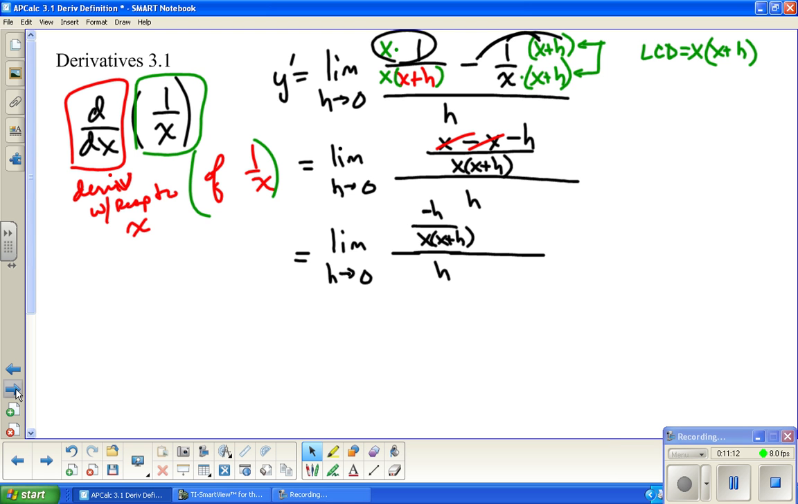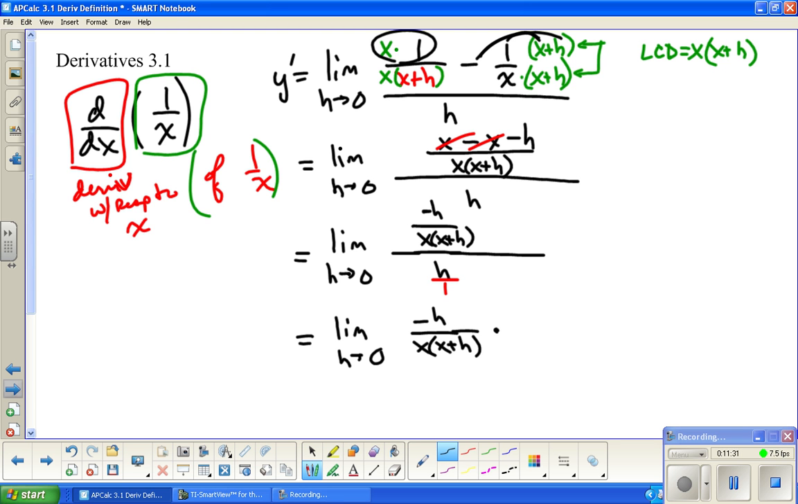Well, a couple of ways to handle this, but basically this is h over 1. So I'm going to change this into multiplication. Limit as h approaches 0. This becomes negative h over x times x plus h, times the reciprocal of this guy, so that now I can actually divide out that h. Oh, I'm getting excited. This is really close.